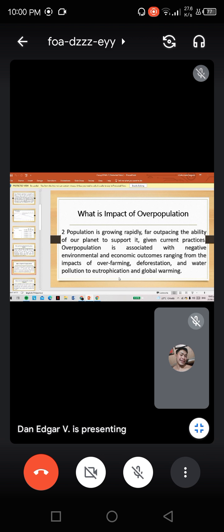What is the impact of overpopulation? Our population is growing rapidly, far outpacing the ability of our planet to support it. Given the current practices, overpopulation is associated with negative environmental and economic outcomes, ranging from the impacts of overfarming, deforestation, and water pollution, to eutrophication and global warming.